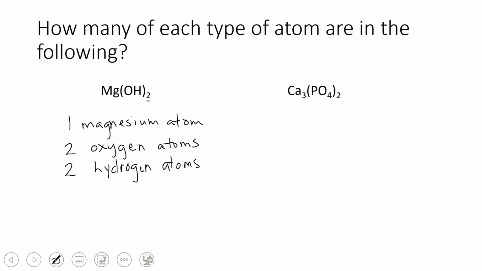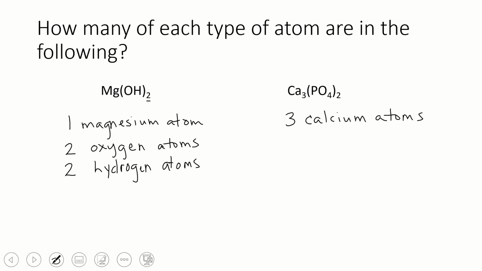Alright, let's try this again. So now we have the formula Ca3(PO4)2. The Ca, calcium, is outside of the parentheses and it has a subscript of 3 after it. So that means I just have 3 calcium atoms.